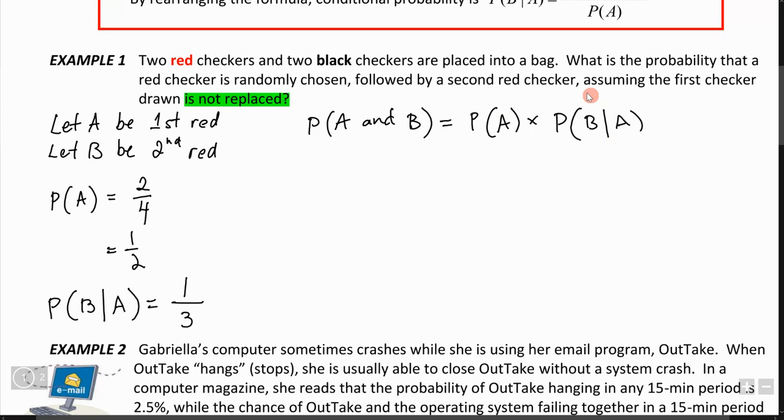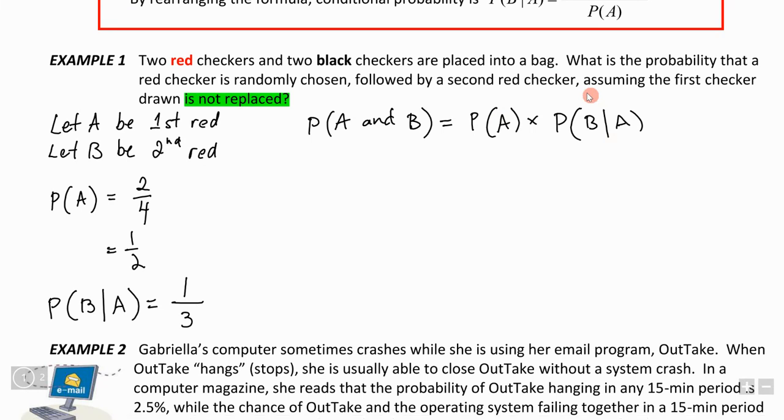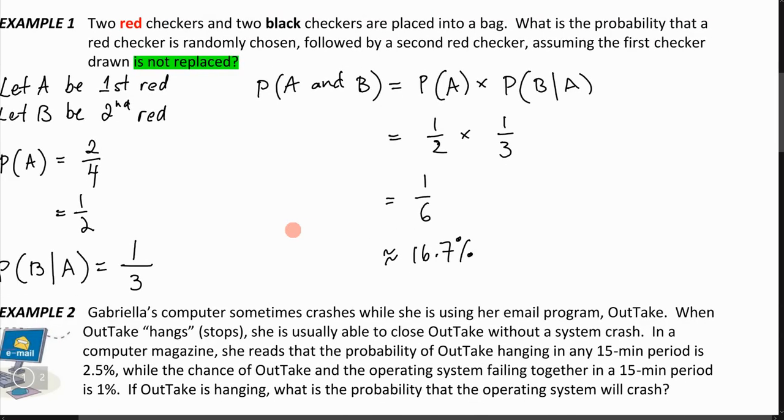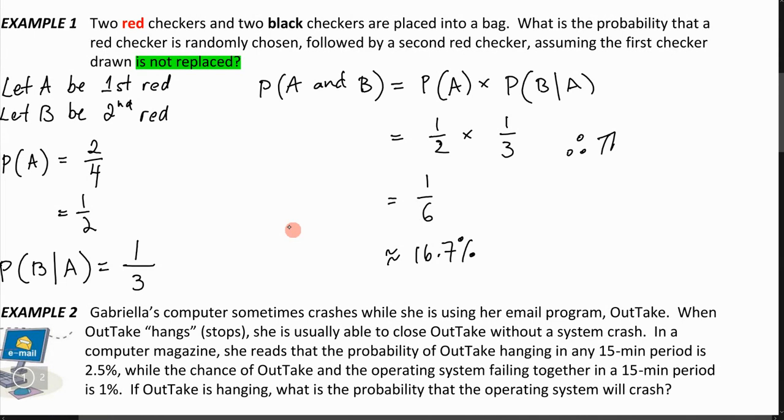If you had replaced the checker back into the bag, it's as if the first event never happened, and the probability of the second event can be calculated just like the first one. So the second event would have the same probability, a 50-50 chance of drawing a red checker. But the fact that you're not replacing that red checker changes things. So here we have 1 over 2 times 1 over 3, which is 1 over 6, or a 16.7% chance.